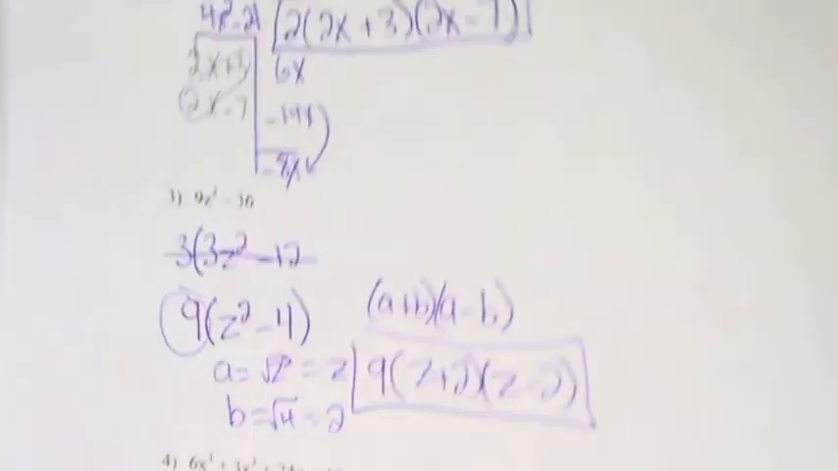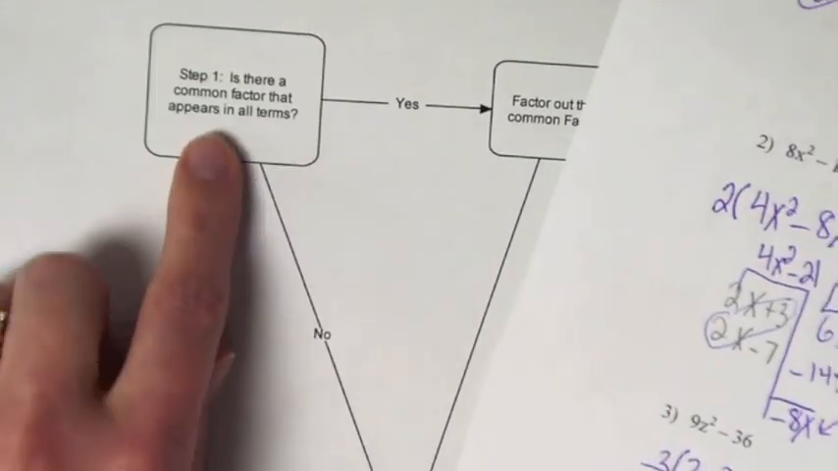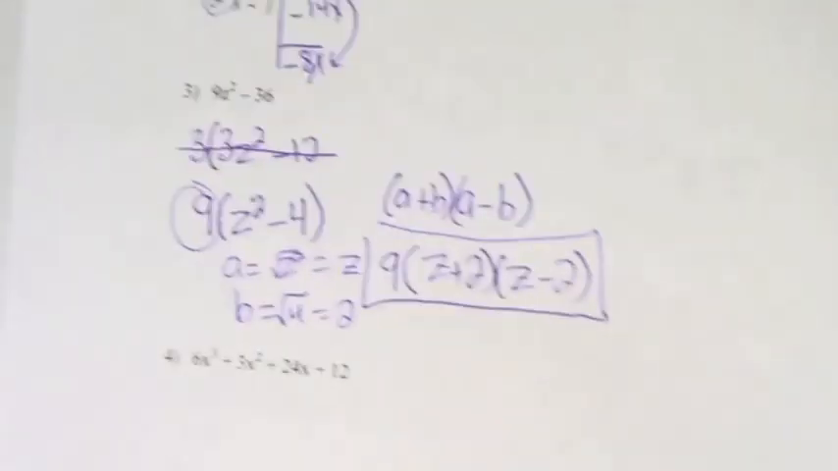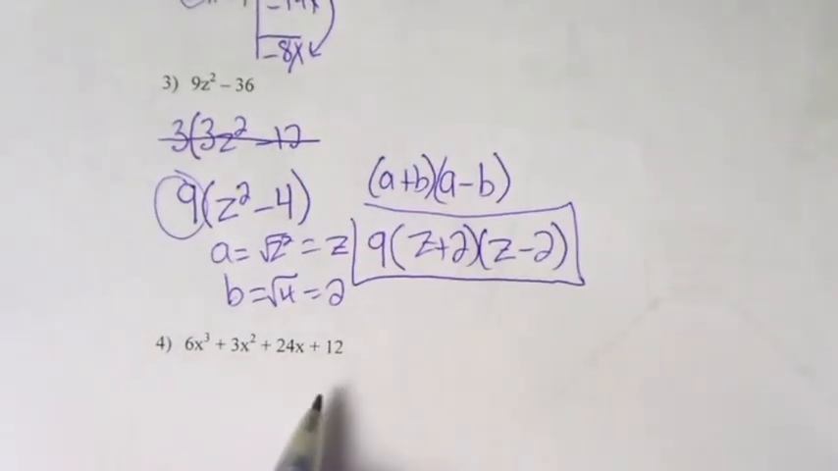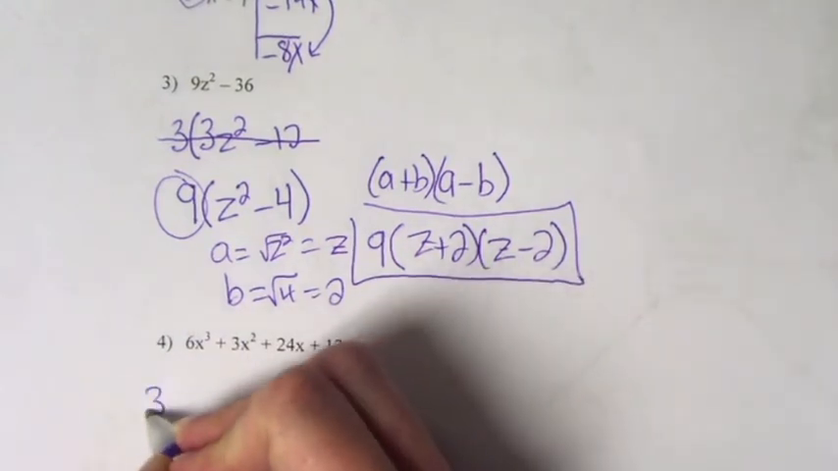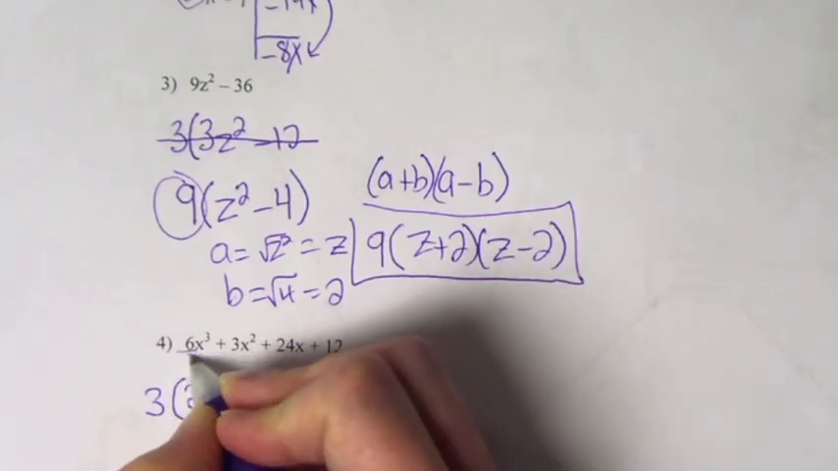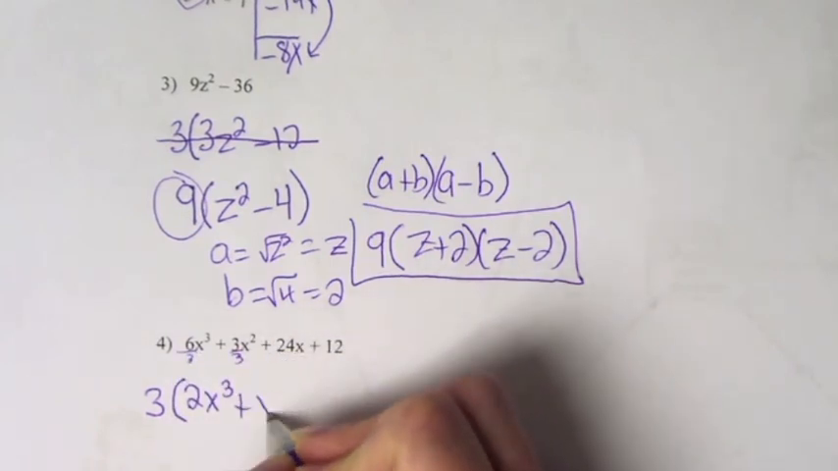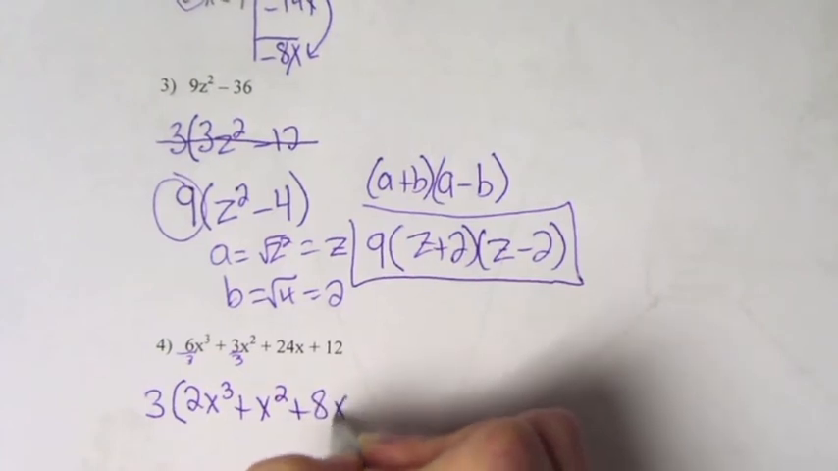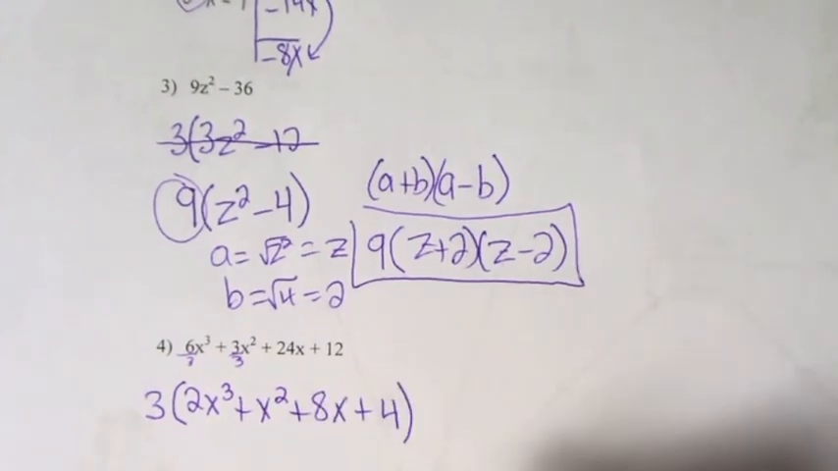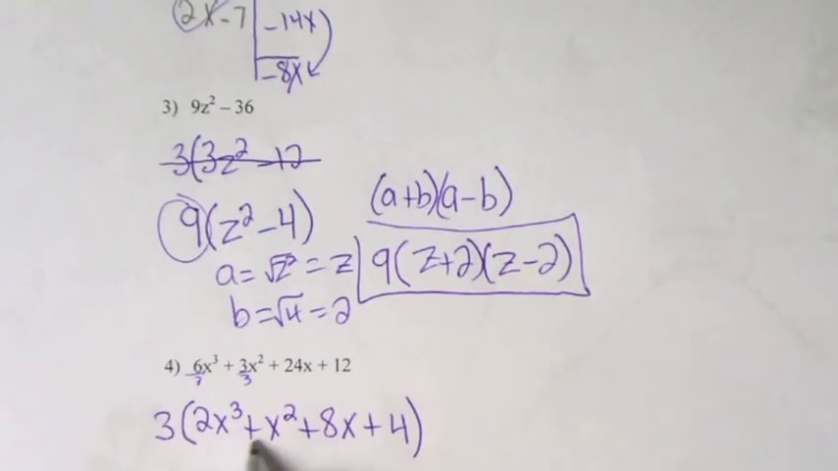Okay, example 4, we're going to look at this flow chart. First we need to look, this is always the first step. Is there a common factor that appears in all terms? If we look at our numbers, 6, 3, 24, 12. We know 3 is a factor of all of those numbers. So yes, it's going to be a 3. So we're going to take a 3 out of all of these. That'll leave us with 2x cubed. Basically, guys, we're dividing all these by 3. And then plus x squared plus 8x plus 4. And now we're going to factor what's left inside here.